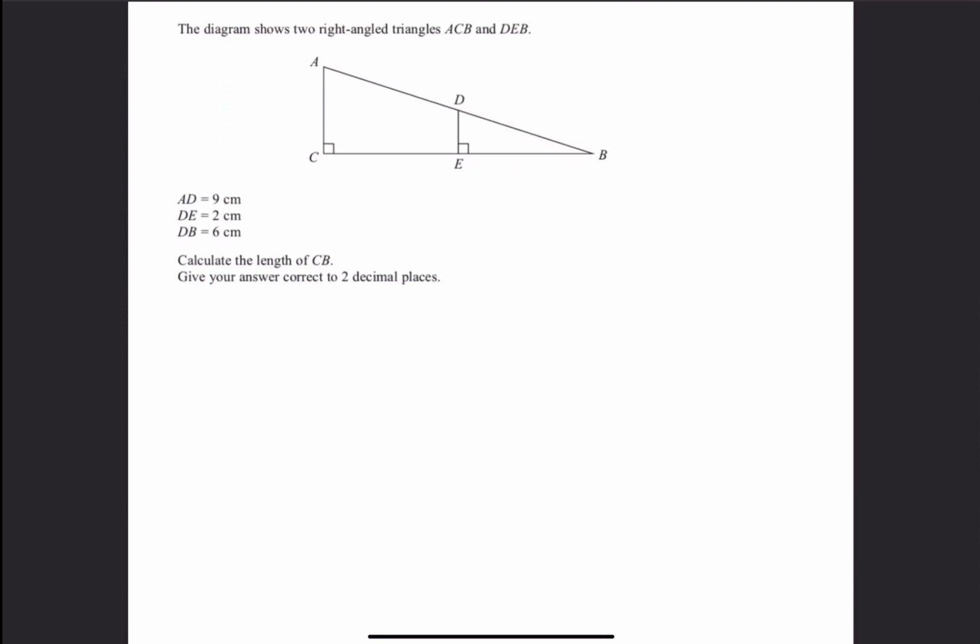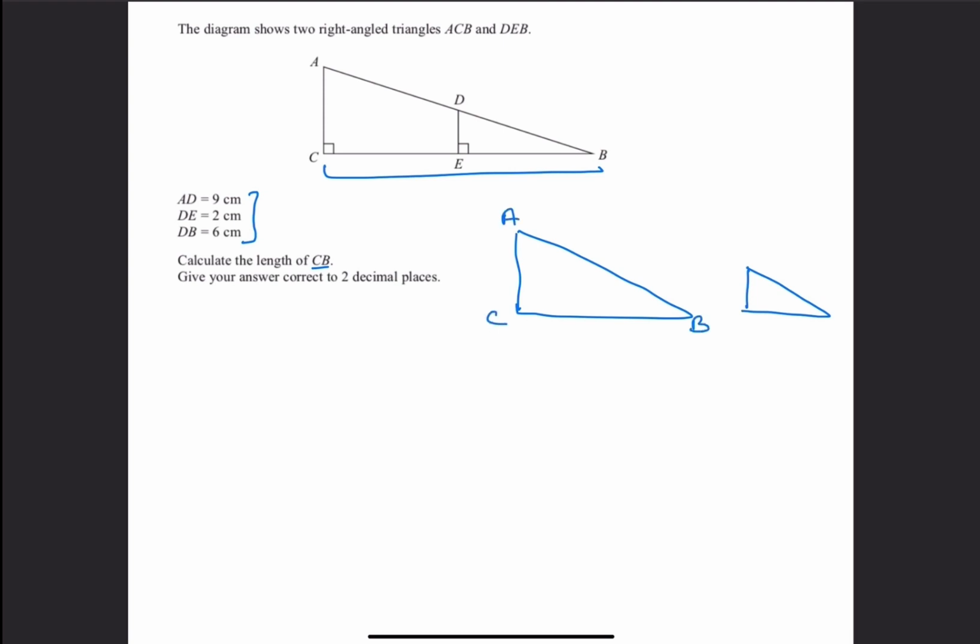Maybe now, you've got similar triangles. Certain lengths are given to you. They want CB. CB is the longest line, from here to here. So what we will do is draw the long triangle, the big one, and then draw the short one. The long one is actually ACB, remember, and the other one is DEB.